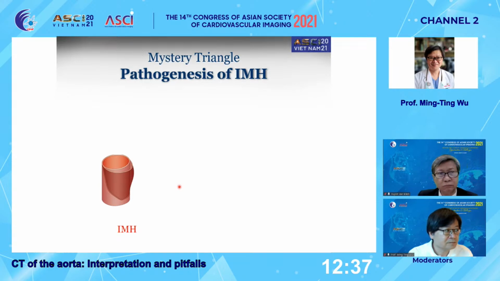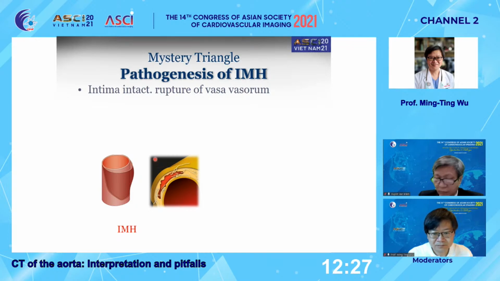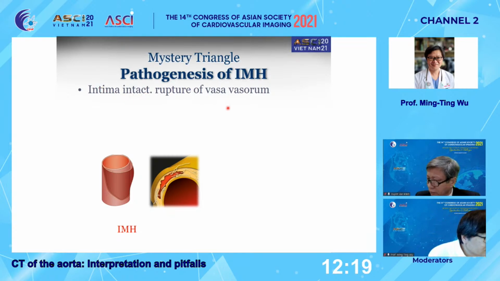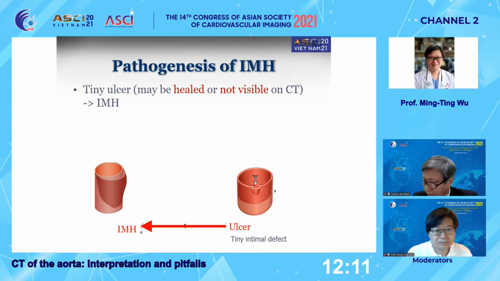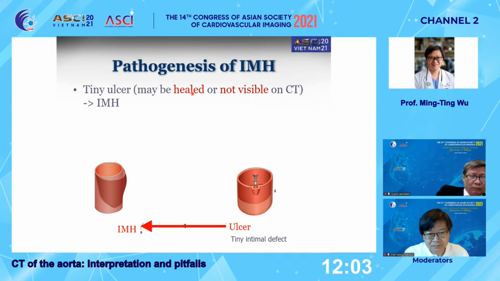The pathogenesis is a mystery. One proposal is that it comes from rupture of vasa vasorum with no intima defect. This is the classical definition. The second proposal is that there is a tiny ulcer that develops into IMH. However, this ulcer may spontaneously heal or be too tiny and not visible on CT.